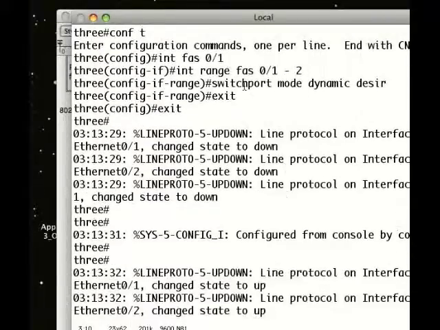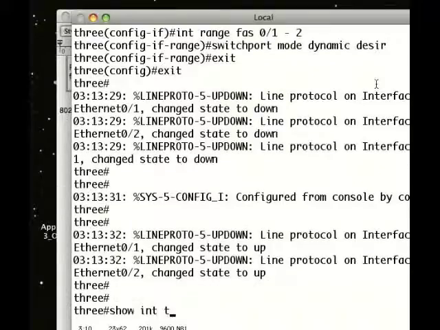So what I'm doing is I'm saying I'm still speaking the dynamic trunk protocol. I will negotiate with the other side. So if the other side is an access port, then I will not become a trunk. But if the other side is at least an auto port, then I will convince them to become a trunk.